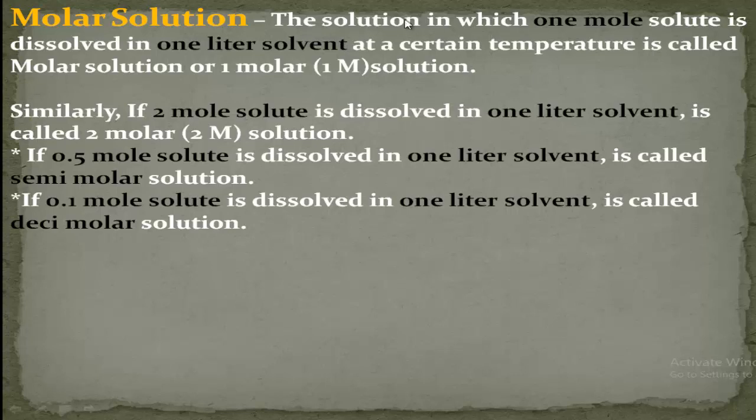You know that in a solution there is present solute and also solvent. But in molar solution, the amount of solute is 1 mole and the amount of solvent is fixed, and that is 1 liter. So that solution we call molar solution or 1 molar solution. Here the amount of solvent is fixed, and in case of 1 molar solution the amount of solute will be 1 mole. Similarly, if 2 mole solute is dissolved in 1 liter solvent, then that solution is called 2 molar solution.